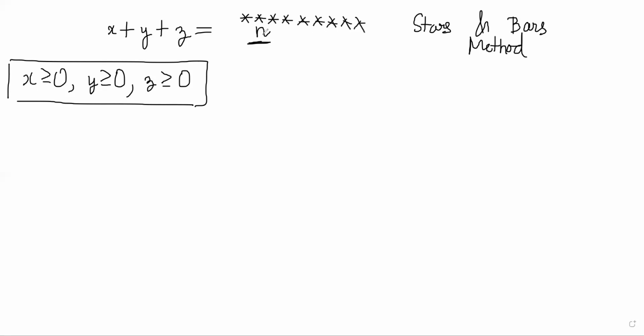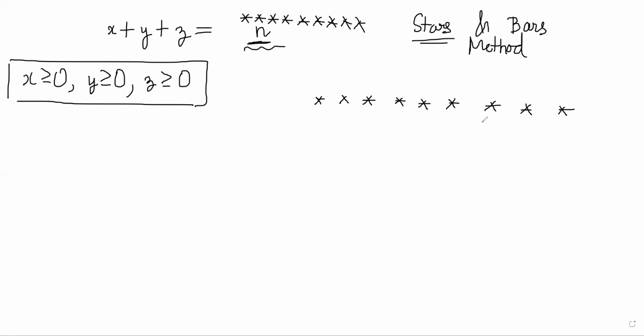These are n ones, which are going to be put in these buckets. Some of them will go in X, some of them will go in Y, some of them will go in Z. So there are these n things, put them on a line. N stars basically.